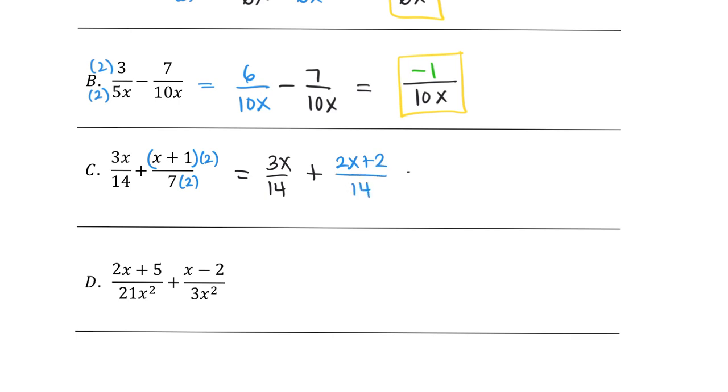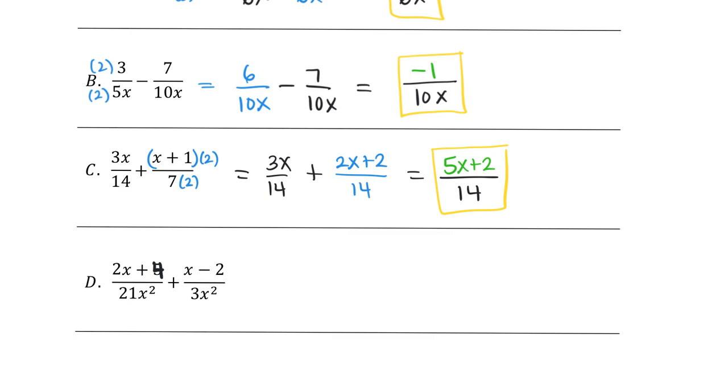So now I have a common denominator of 14. And then if we're adding, so 3x plus 2x is 5x. And then I'll bring over the plus 2. So my answer is 5x plus 2 over 14. Okay, I fixed the typo.